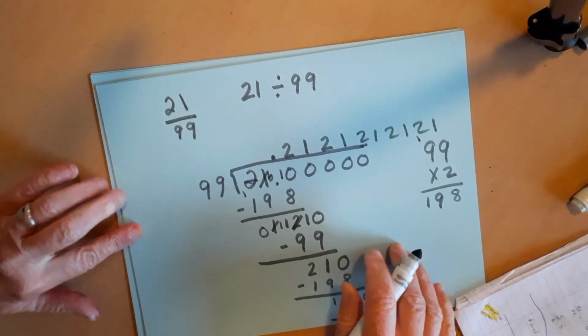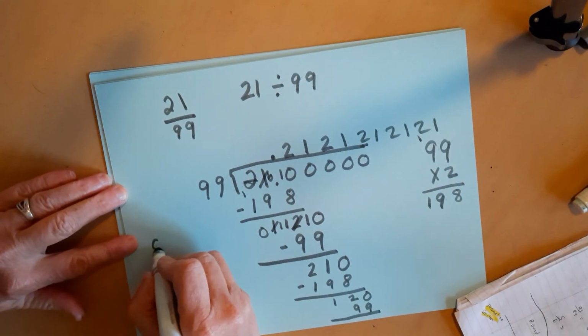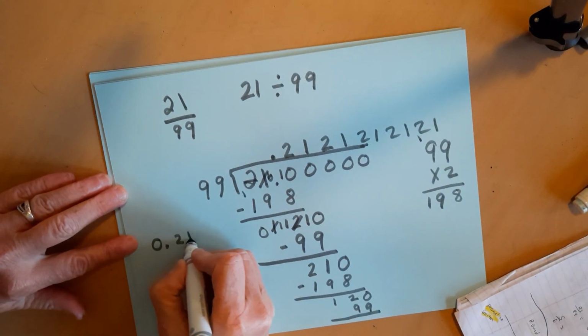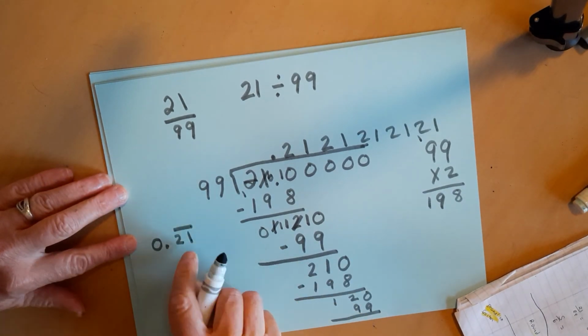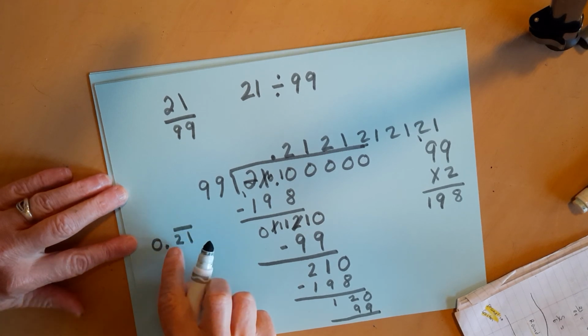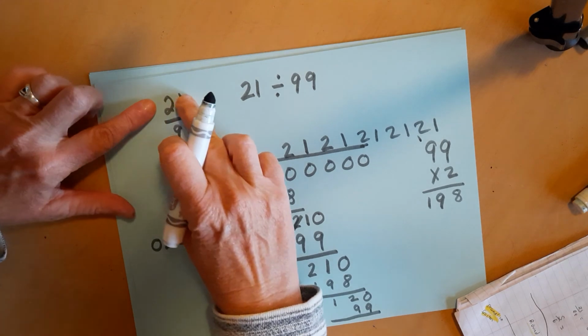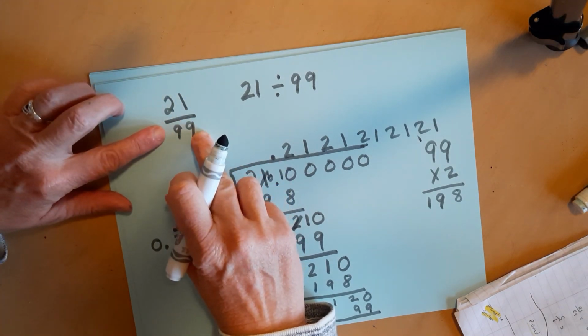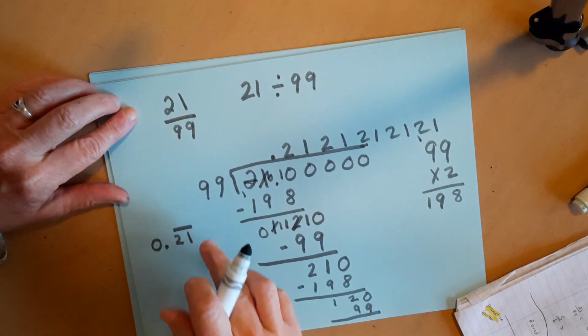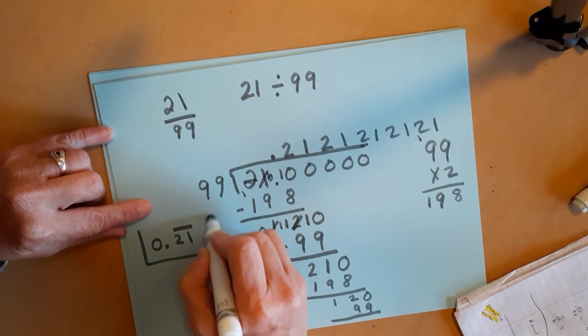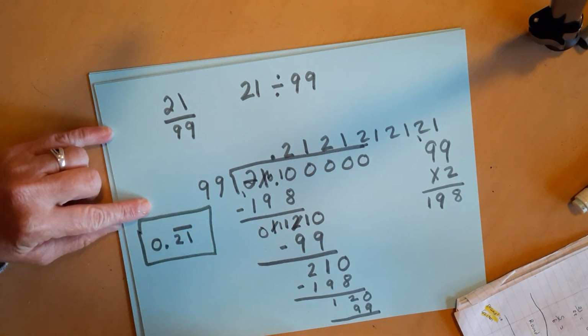So the way you write that repeating decimal is 0.21 with a line over both of them. And that tells us that it goes 0.21212121 forever. So 21/99 is the fraction. Changing 21/99 to a decimal gives us this answer. That would be your answer right there.